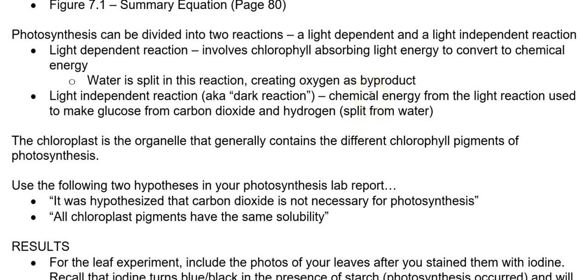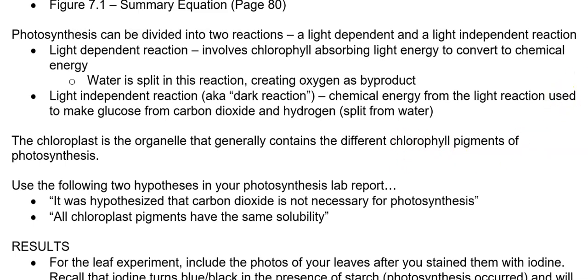In the light-independent reaction, we see that chemical energy from the light reaction is used to make glucose. So this is the glucose building reaction, because the light-independent reaction uses carbon dioxide from the atmosphere, because the carbon that's in glucose ultimately comes from the carbon dioxide in the atmosphere, as well as the hydrogen that was split from water in the light-dependent reaction. We saw that the chloroplast was the organelle that contains the different chlorophyll pigments that are used in photosynthesis.